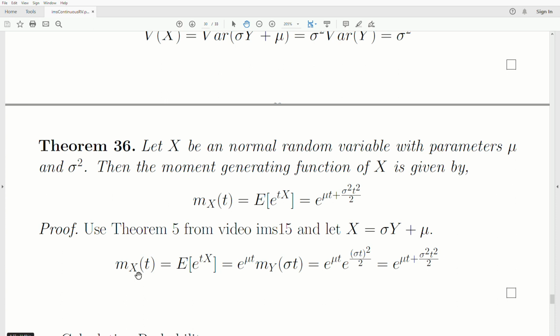So the moment generating function of X, by definition, is the expected value of e to the tX. But since X is defined this way, Theorem 5 says that we take the constant, e to the mu t, and stick that constant here. Then it's the moment generating function of Y, this variable, but we plug in sigma t. Well, e to the mu t comes over. The moment generating function for a standard normal random variable is e to the t squared over 2, but we plug in sigma t and we get this, combine the e's, and that's what we wanted to show. So we've proved the theorem.